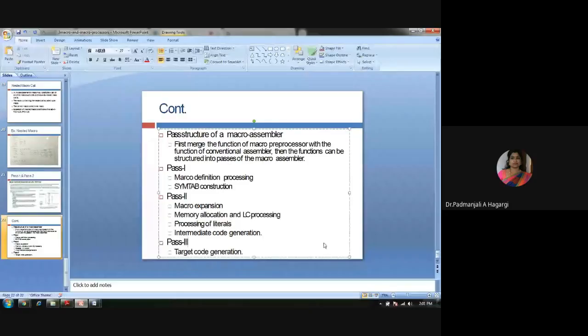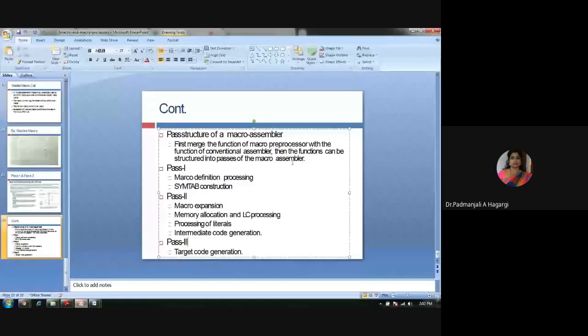So just at a glance, go through this pass structure of the macro assembler. First, it merges the functions of all the macro processors with the functions of a conventional assembler. Then the functions can be structured into the passes of the macro assembler. As I told, the design structure of a macro has two passes, pass 1 and pass 2. But if there are nested macros, the design structure will go for another pass, that is pass 3, because it takes another pass if there is a nested macro.